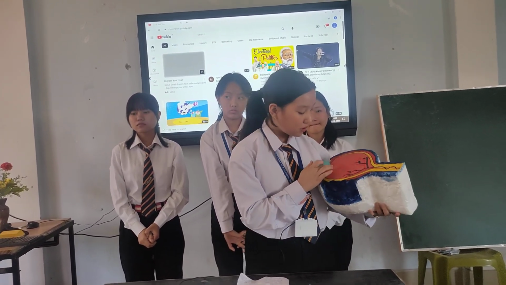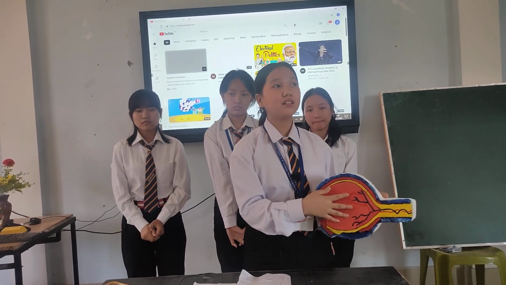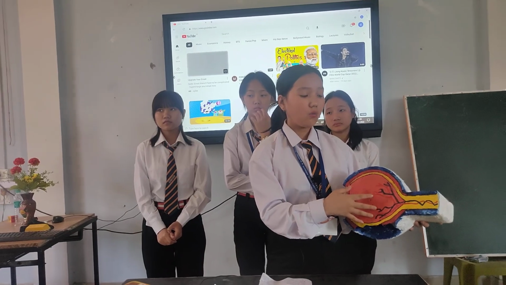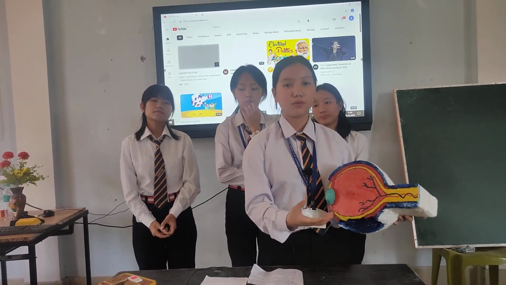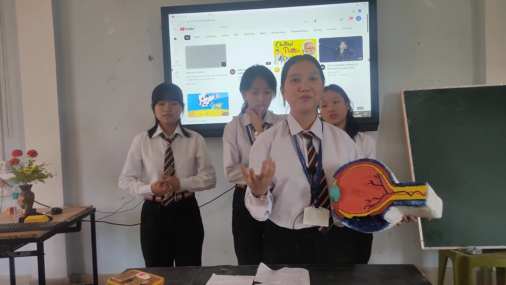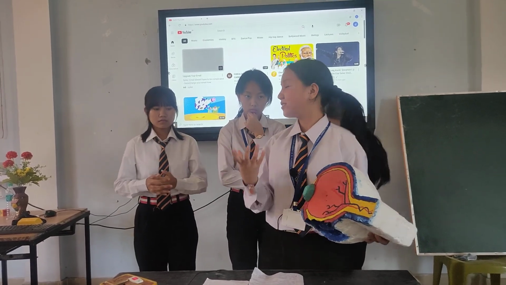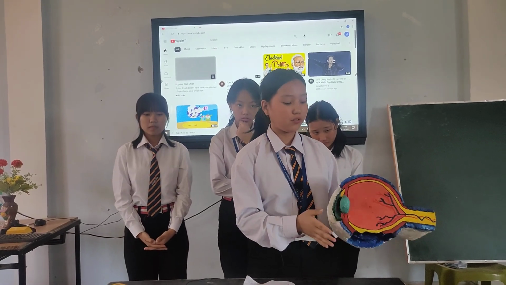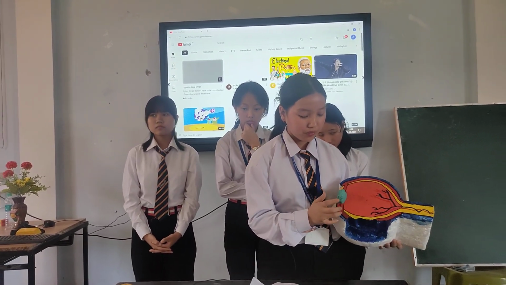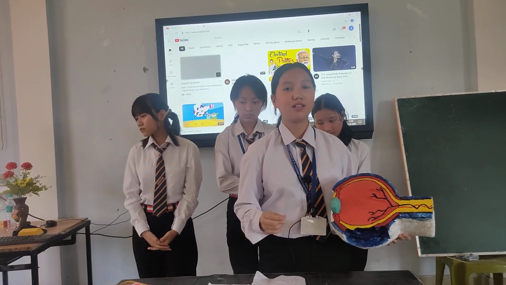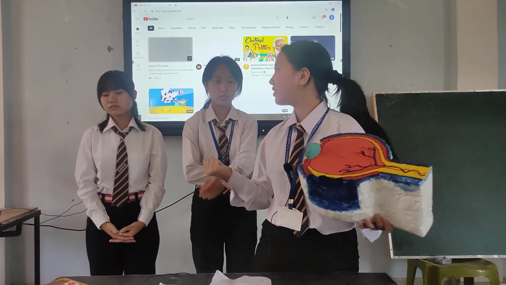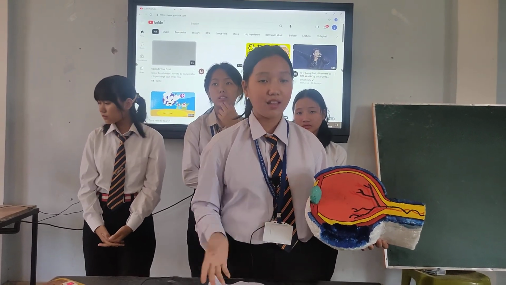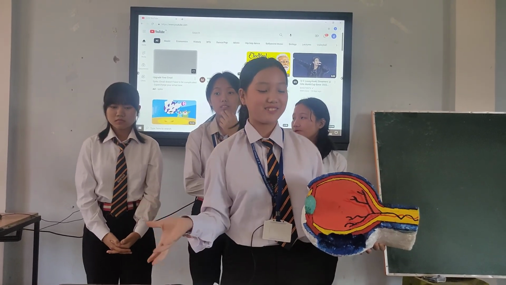Also, the vitreous humor is a jelly-like structure which is in the middle of the eye, which helps to shape our eye. Okay, so this one is the ciliary muscles. Ciliary muscles expand when the light increases.